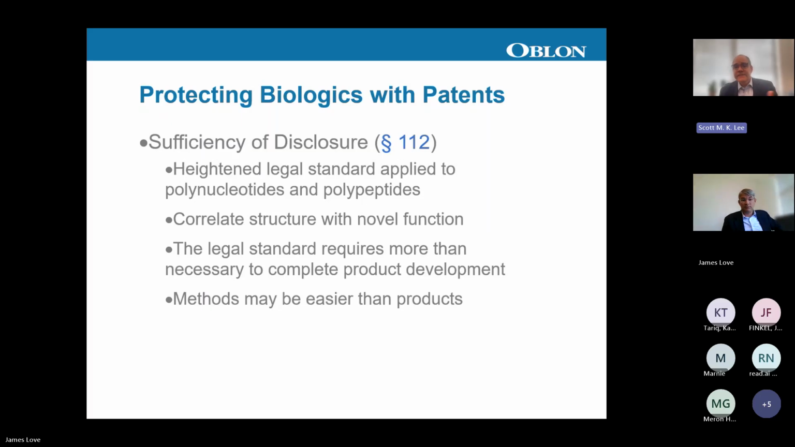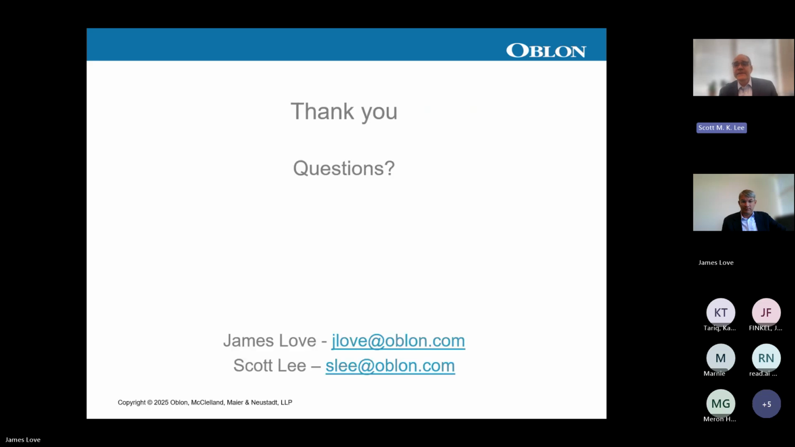And then the sufficiency of disclosure. This I more or less hit on earlier. I'll just add that if you're working with a biological product, the way the law has evolved, it's more challenging now than it was in the past to get broad patent protection to the product itself. But methods of using the product can be easier to get broader patent claims to things like that. So I think that's it.